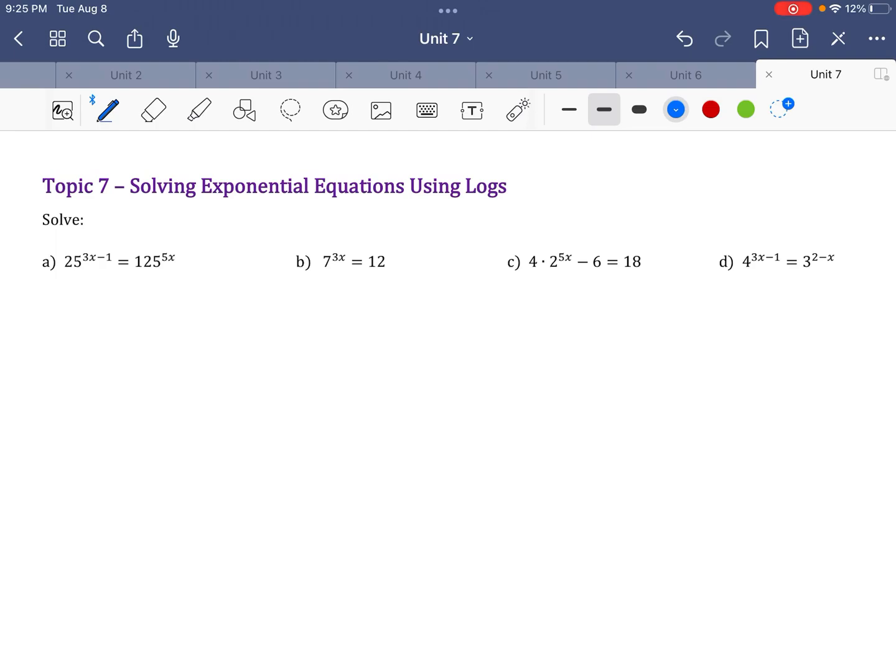All right, here we go. We are solving exponential equations using logs this time. So I just put this first problem here to remind you how we did exponential equations before.